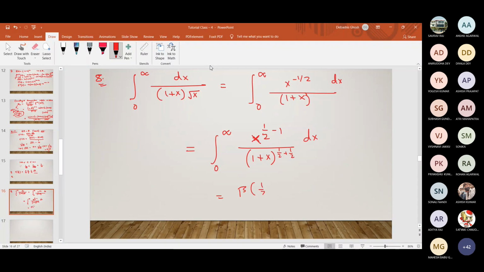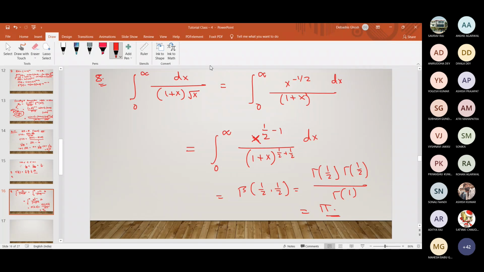beta half and half, which is gamma half, gamma half, over gamma 1. That comes to gamma half and half, and gamma half is root pi, that is, pi is the answer.